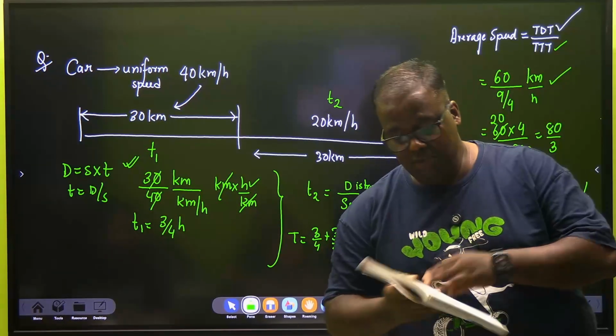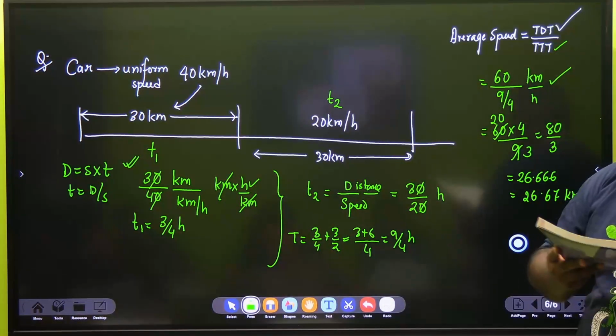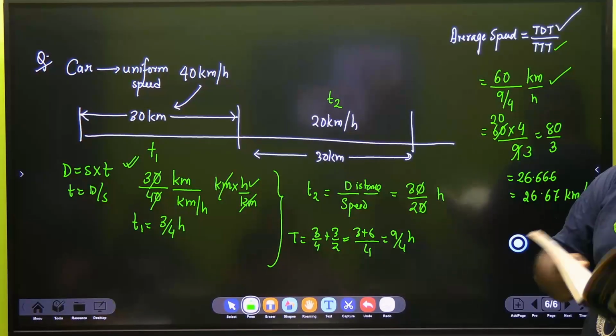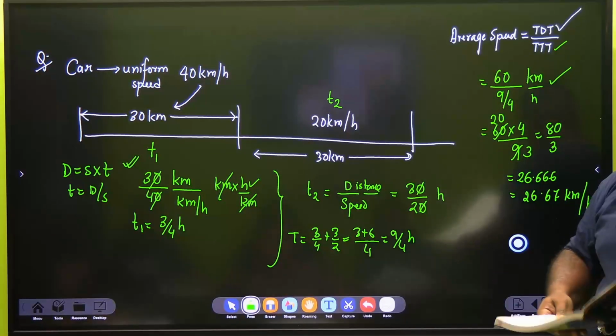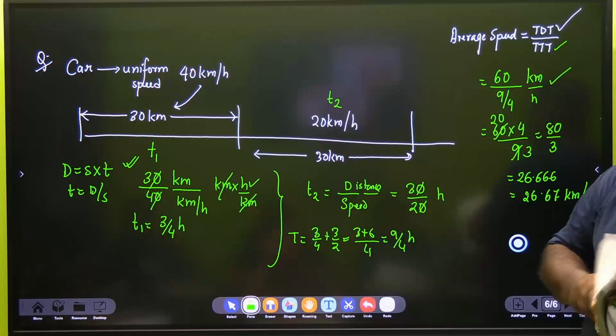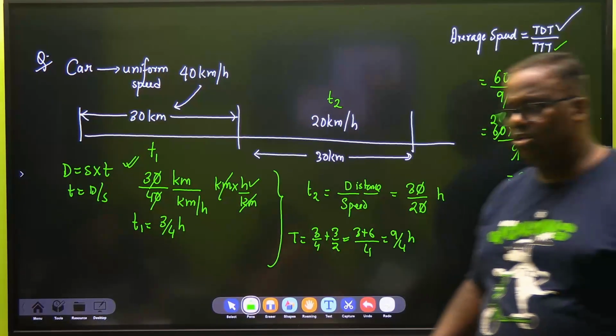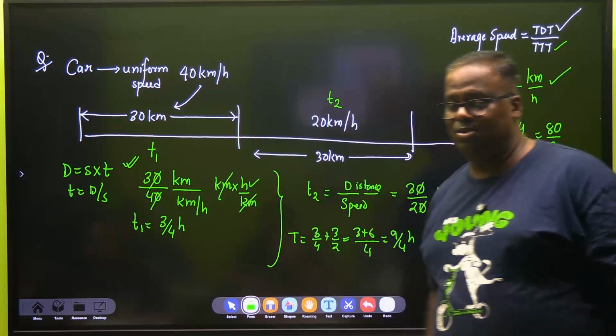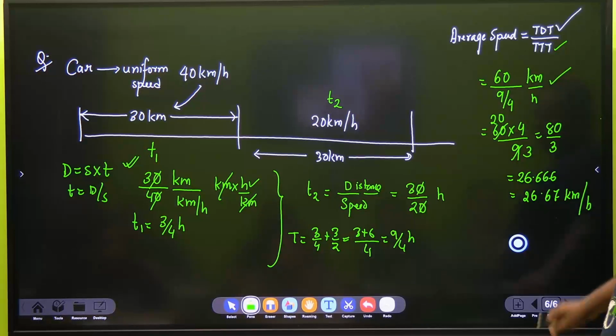Next problem is even more interesting. It's on uniform speed, not non-uniform speed, I mean average speed, sorry. Problems are on average speed. Okay, next problem. The way we will do it, first you will be doing it the hard way, and then you will see that there is a much smarter way of doing this problem, which you will not realize initially. So let me write the problem, okay.